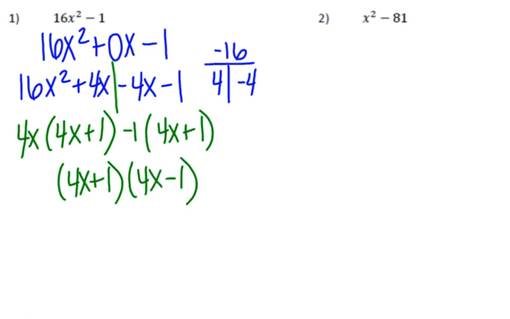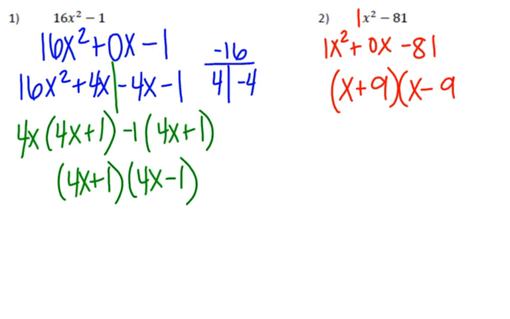I'm going to do the same thing over here to the second one. We have x squared minus 81. This is like 1x squared minus 81. And I'm going to go ahead and rewrite this as 1x squared plus 0x minus 81. And if I look at this, I can multiply negative 81 and 1, or since the leading coefficient is 1, I just need two numbers that multiply to be negative 81 but add to be 0. So this factors to be x plus 9 and x minus 9.